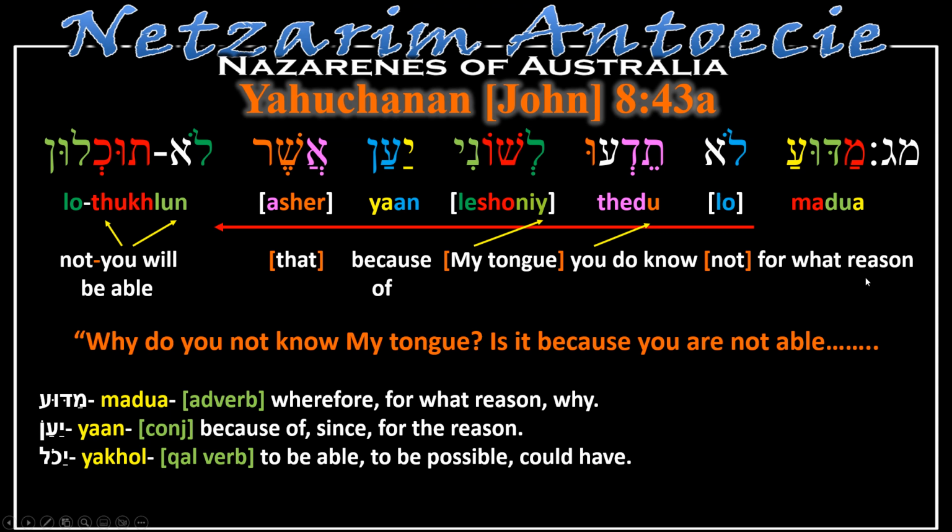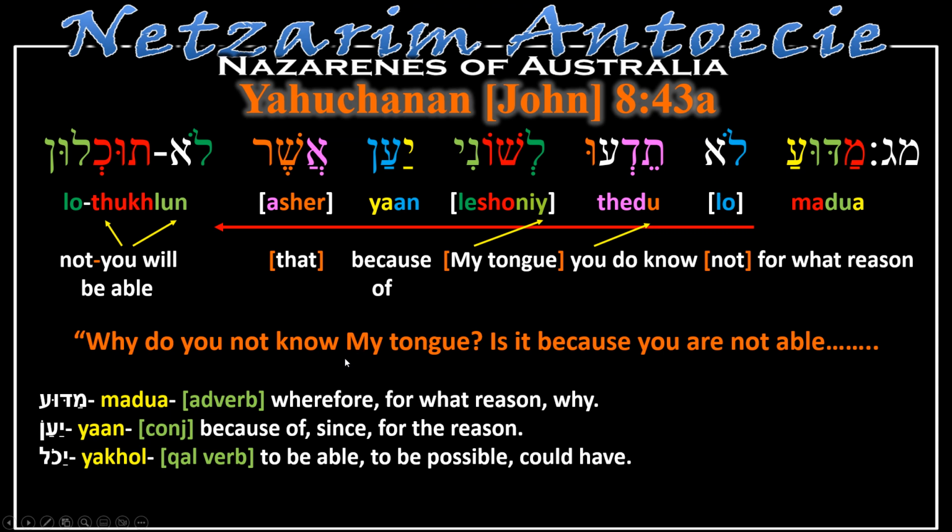But you can also say, for what reason, lo, not, tedu, you do know. Again, it's got the tav at the beginning and the vav at the end. That means it's second person and it's also imperfect. So, you do know. Leshoni, my tongue. Now, we know that lashon means tongue. So the ending with the chirik and the yod means my. It can be "me" or "my tongue."